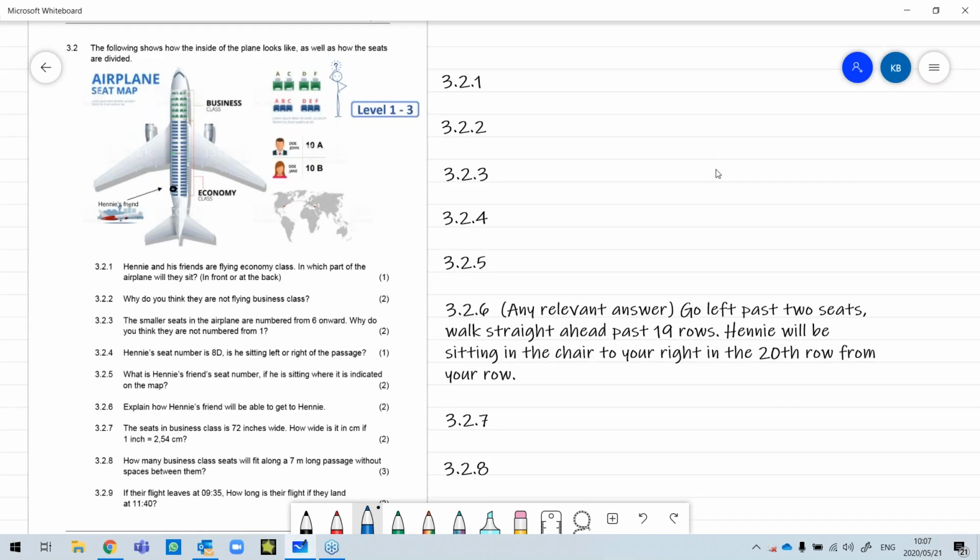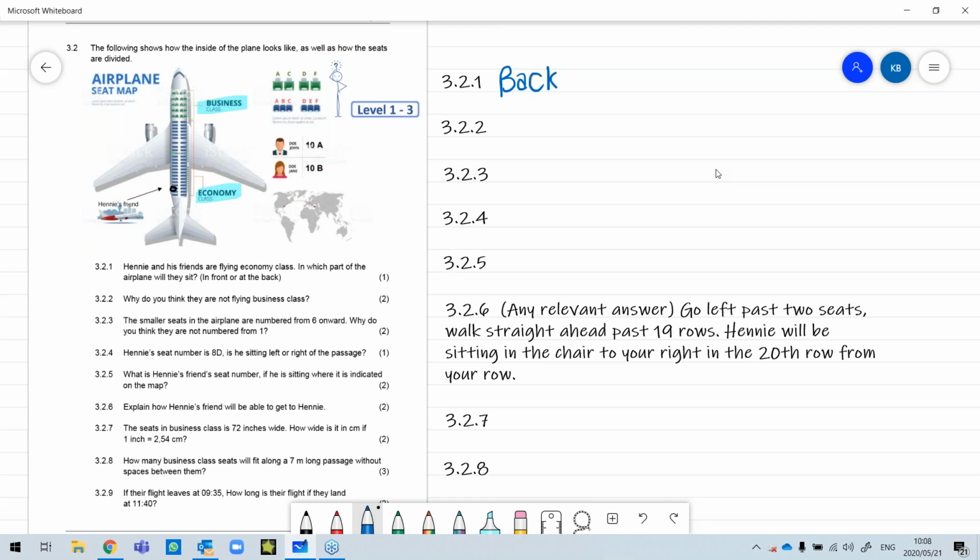The following shows how the inside of the plane looks, as well as how the seats are divided. Question 3.2.1. Henny and his friends are flying economy class. In which part of the plane will they sit? In the front or at the back? So then you're supposed to have a look at the image here. You will see, let me just get my highlighter. Business class is in the front and economy class is in the back. Therefore, your answer will be they will be sitting at the back.